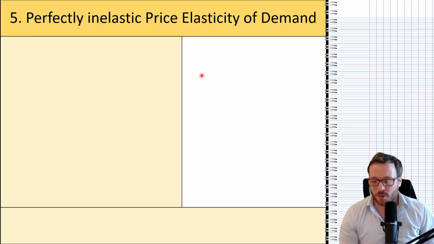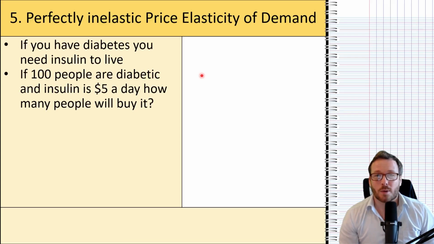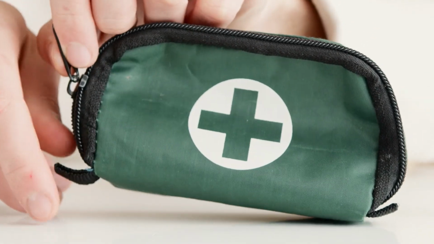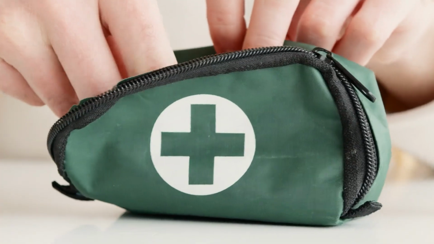Okay, so now we're moving on to the fifth and final one, perfectly inelastic. If you've got diabetes, you need insulin, right? So if 100 people are diabetic and they need insulin to live, and it's $5 a day, how many are going to buy it? Everyone's going to buy it. What about $1 a day? Everyone's going to buy it, 100 people. What about $10 a day? Again, 100 people. $50 a day. Everyone's going to buy it until they've got no money left because it's for survival.